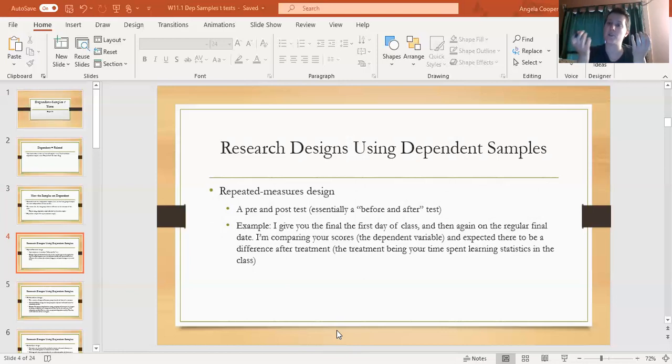So we still have two groups, but with dependent samples t-tests, it's not that I'm going to compare test scores on the first exam to Professor Cooper's class and compare it to Professor Greenwood's class or Professor Birkin's or anyone. It's going to be literally the same people, just at different points in time. So that makes it a dependent sample because it's not using independent samples. It's not separate groups of people.